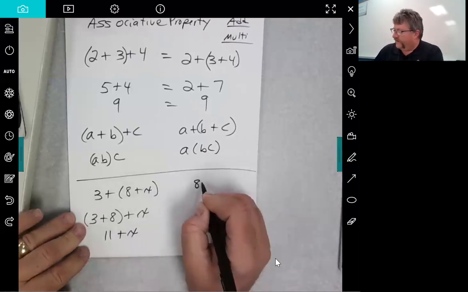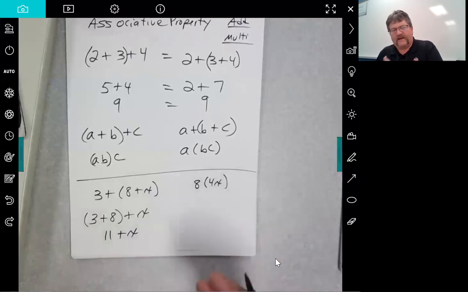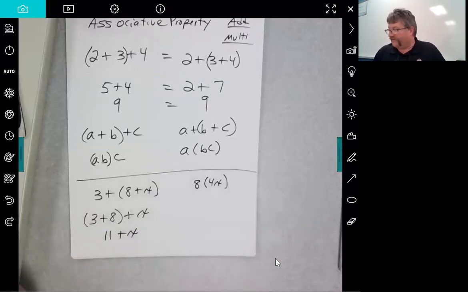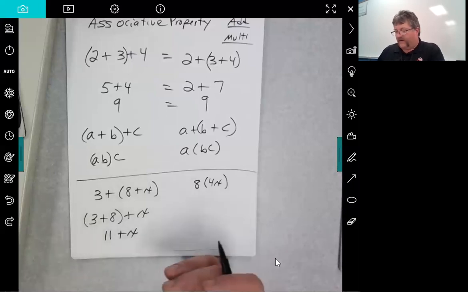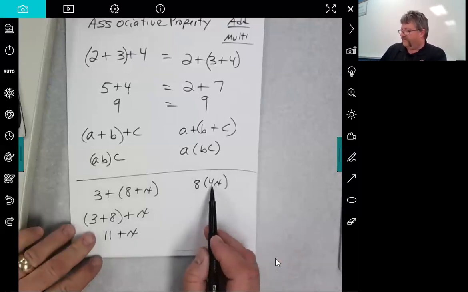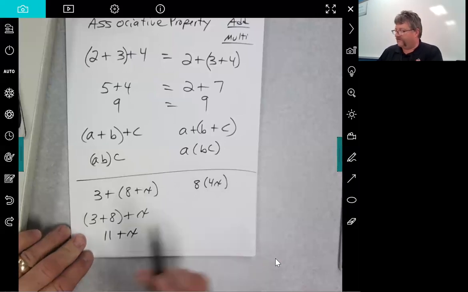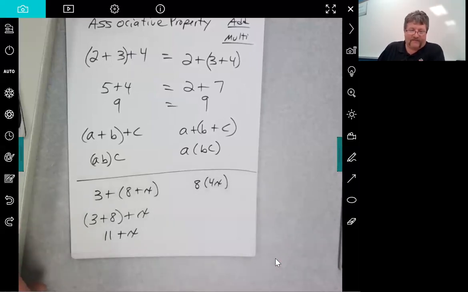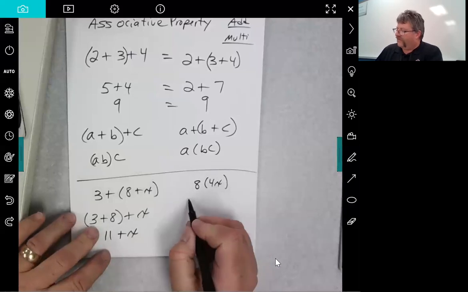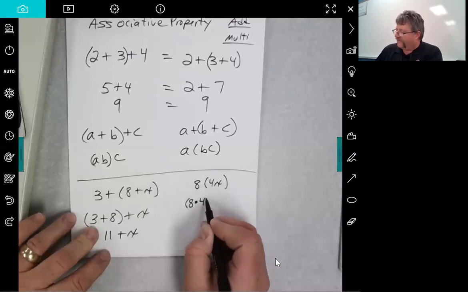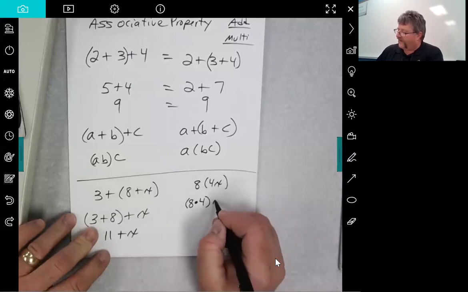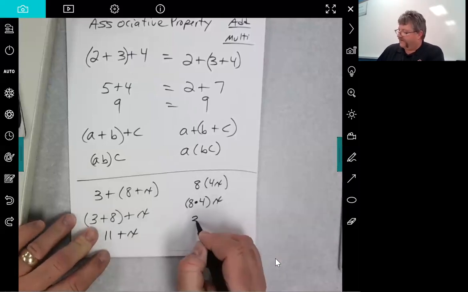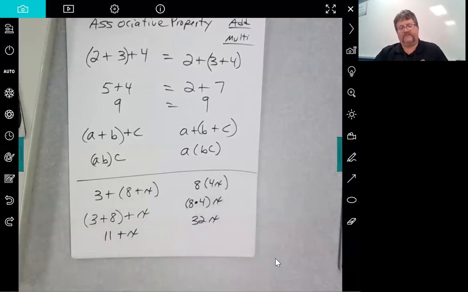Okay, 8 times 4x. Well, I'm supposed to be taking the 4 times x. We're going to talk about this thing called order of operations. I'm supposed to do what's in the parentheses first, and 4 times x are in the parentheses. I'm supposed to do that first, but I don't know what x is. If I knew what x was, then I would take 4 times whatever x is and then times 8. It doesn't really matter, but I don't. So I would like to do the 8 times 4 first, and then I'll multiply by x later, because I don't know what x is. 32x. Okay, so that's how we're going to simplify stuff like that.